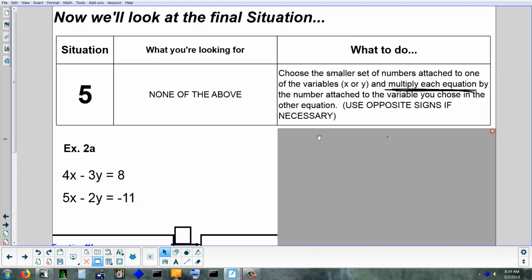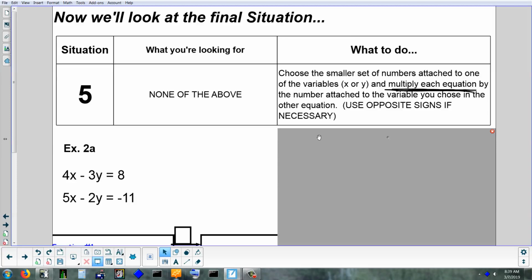In the first situation, we don't have to multiply in either one. Then in situations 2 through 4, we have to multiply in one equation. In situation 5, we have to multiply in both, the top equation and the bottom equation. So this is the only situation where we have to multiply them both.